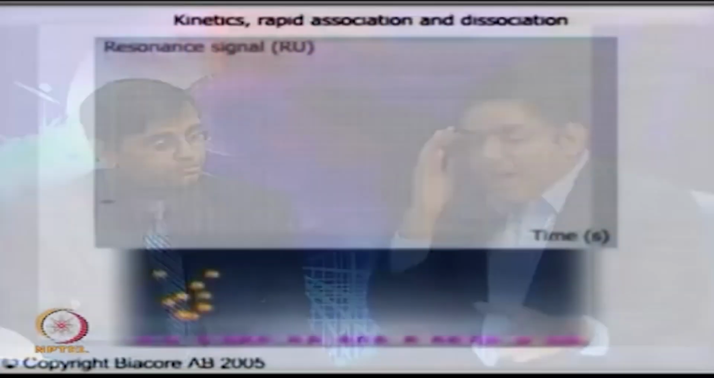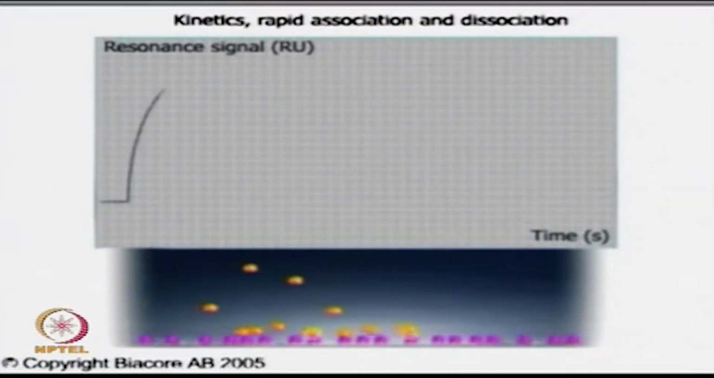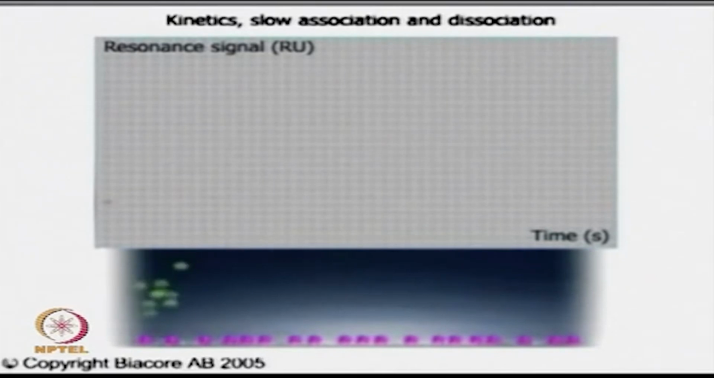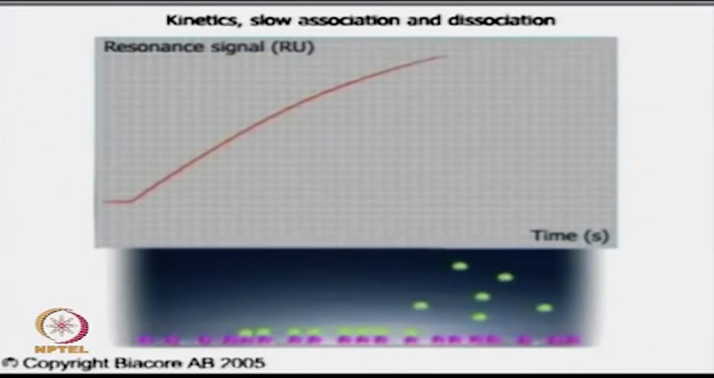The first example will be that of an extremely rapid association. So you see the slope of the curve goes up very fast and comes down extremely fast. So this is a rapid association and dissociation. Whereas if you see the slope of this curve that is about to come up, it is very slow association and very slow dissociation. So just by looking at these curves, you are able to actually tell if the interaction is fast or if it is slow. So these are some of the examples of Biacore technology at work.